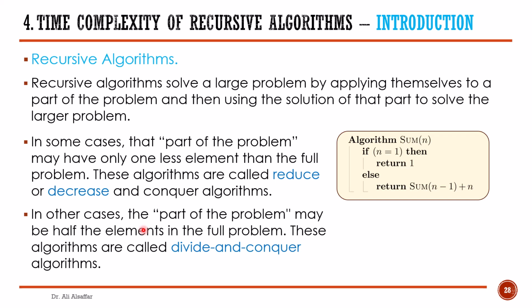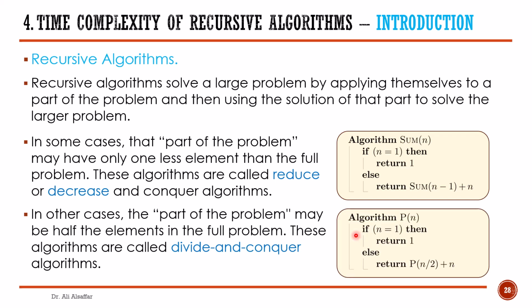In other cases, the part of the problem may be half the elements in the full problem. And here is another example. Again, the parameter n is considered as the data for the algorithm as well as the problem size. As you can see in the recursive call, the size of the problem is divided by 2. These algorithms are called divide and conquer algorithms.